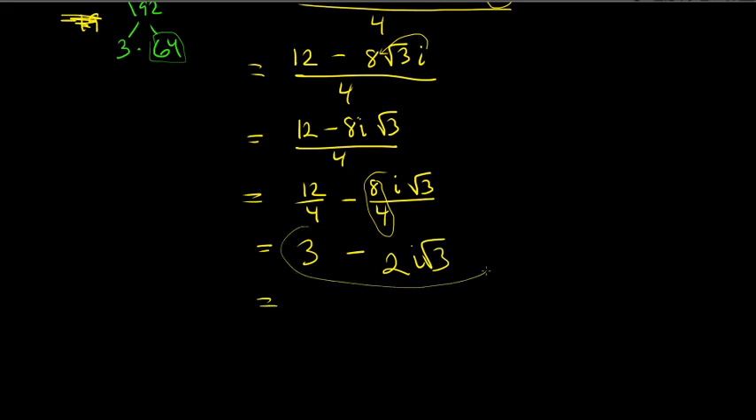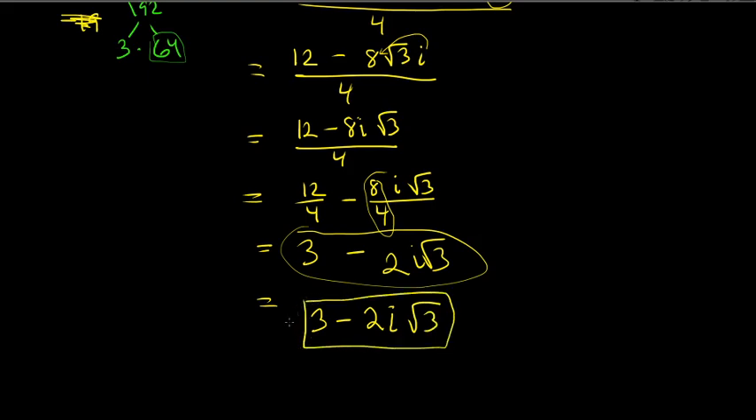So there's our answer. Let me clean it up a little bit here. This is 3 minus 2i, sorry, not a C, it's an i, and then times the square root of 3. Okay, so just to remind you where that came from, we were trying to simplify the number 12 minus the square root of negative 192 all divided by 4. And when you simplify that, you get this, right? Which is an imaginary number. In fact, it's a complex number, right?